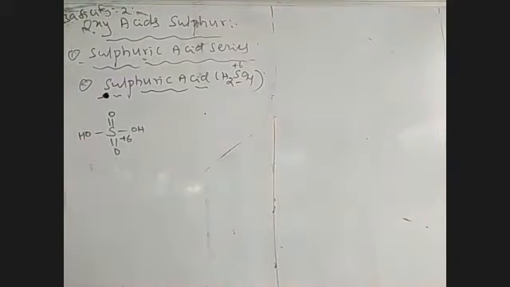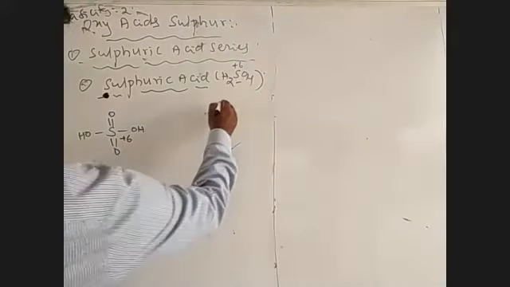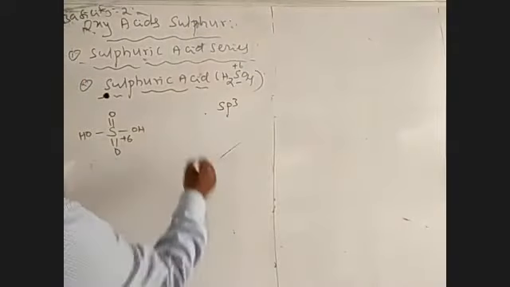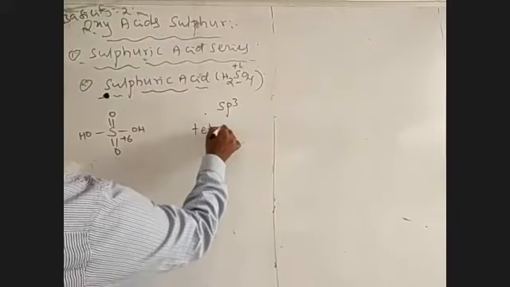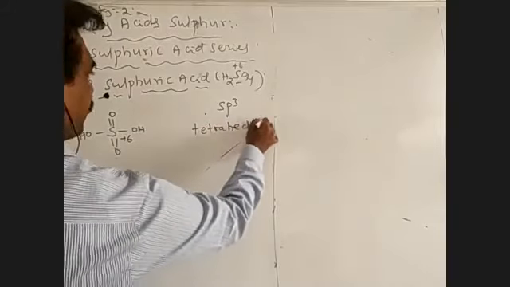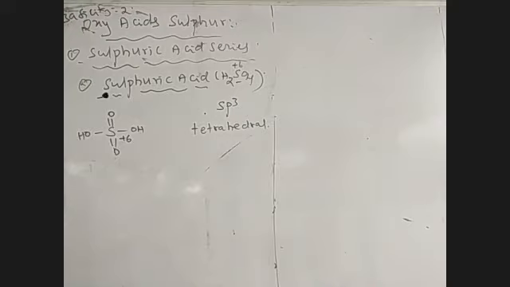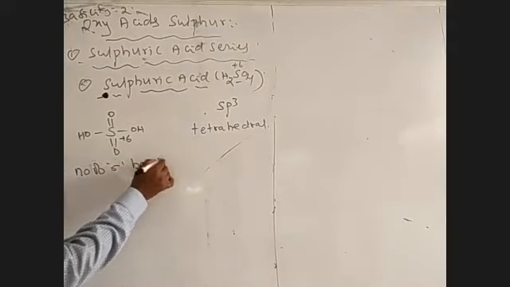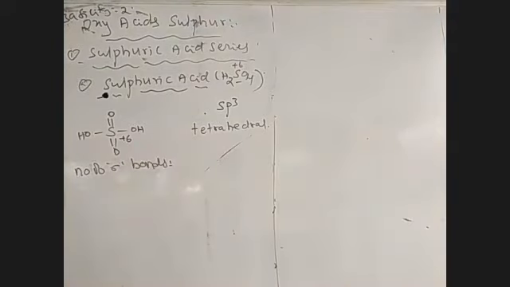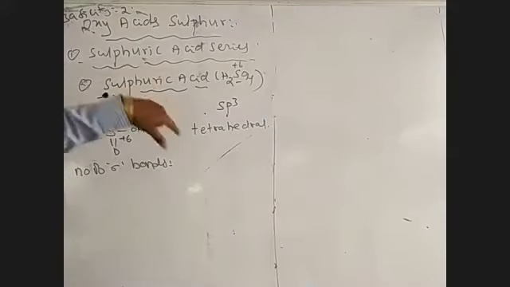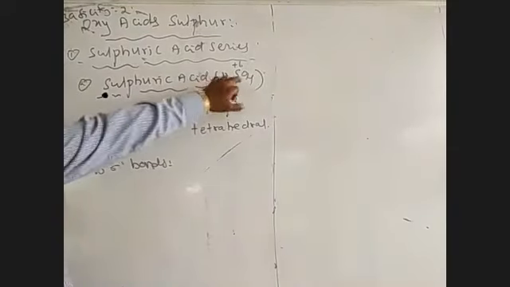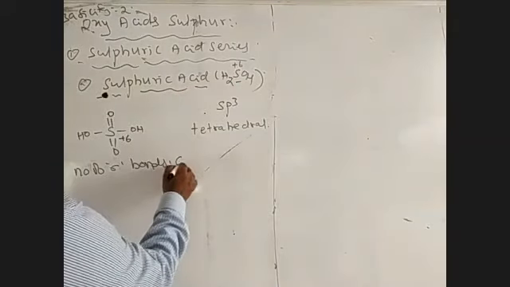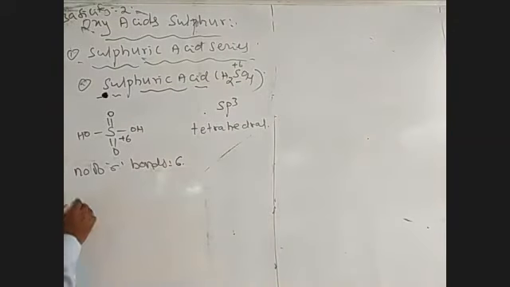In H2SO4, the oxidation state of sulfur is +6. Sulfur undergoes sp3 hybridization, and the shape of the molecule is tetrahedral. The number of sigma bonds is always equal to atomicity minus 1. Atomicity is the total number of atoms in a molecule: 2 plus 1 plus 4, that is 7. 7 minus 1 gives 6 sigma bonds.